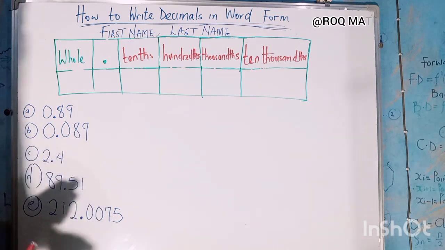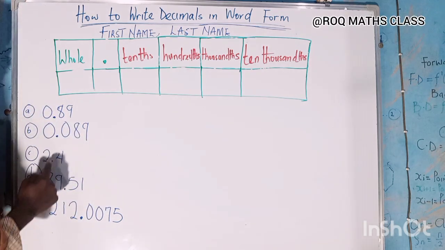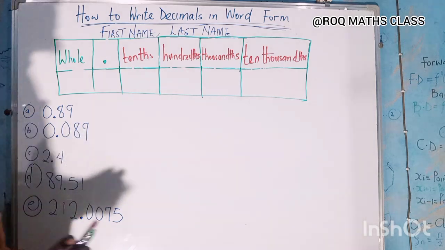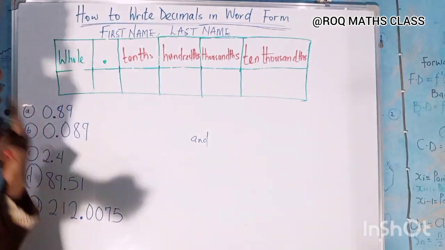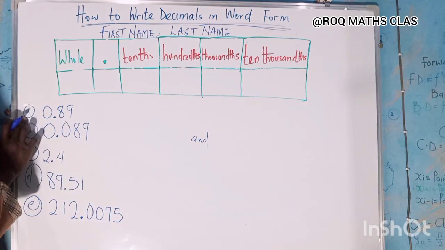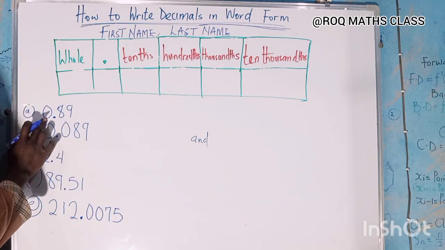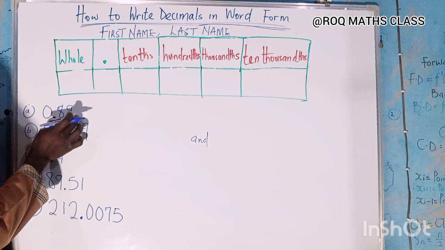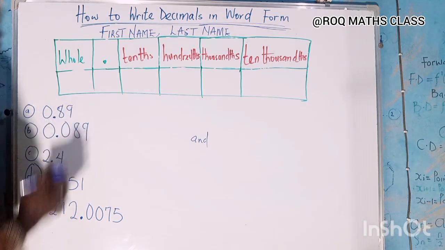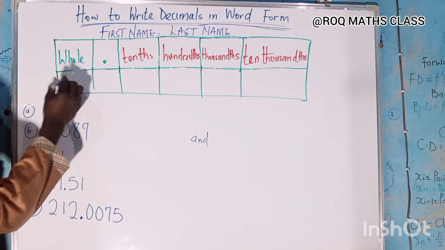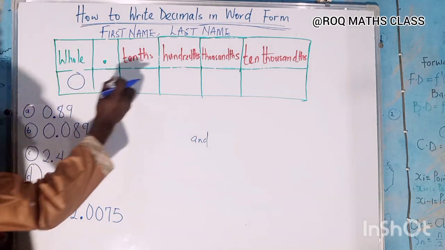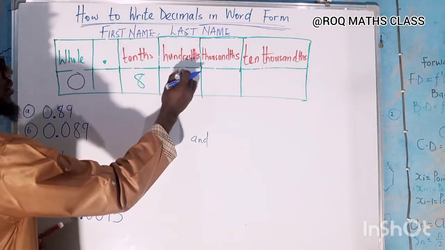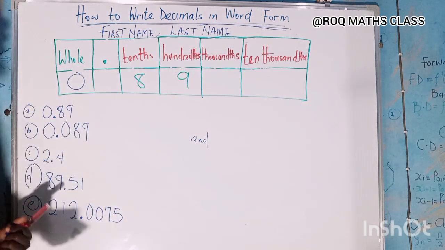Now, again, our decimal point serves as "and". Now, first of all, this is my first example. I have the whole part, which is 0, and I have my decimal part, which is 89. My whole part is 0. Then my decimal part is 89. So, how am I going to write this?